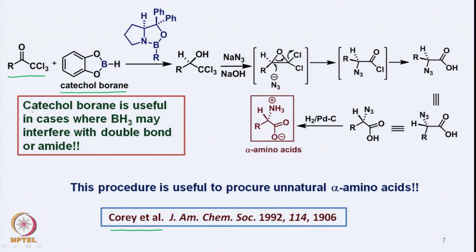So we can also change this path. For example, catecholborane is useful in cases where BH3 may interfere with a double bond or amide. For example, if there are extra hydrogens attached after the ligand has coordinated with the borane, those extra hydrogens, as in the case of BH3, would also affect some other part of the molecule. At the same time, the modification of the borane can also be done in such a way that gives more steric bulk to the reducing agent.